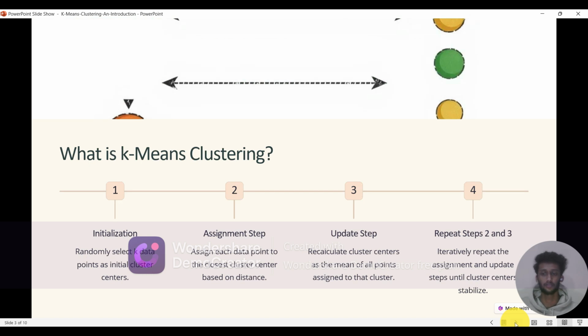What is K-means clustering? There are four steps. First is initialization. Randomly select K data points as initial cluster centers. Second is the assignment step. Assign each data point to the closest cluster center based on distance. Third is the update step. Recalculate the cluster center as the mean of all points assigned to that cluster. Fourth, repeat the second and third steps.